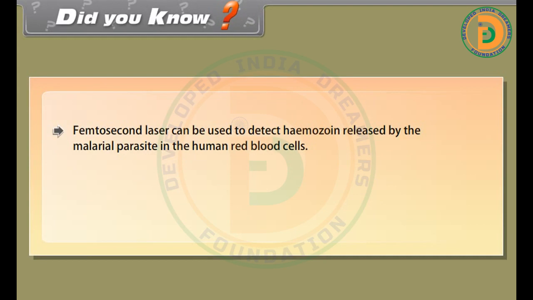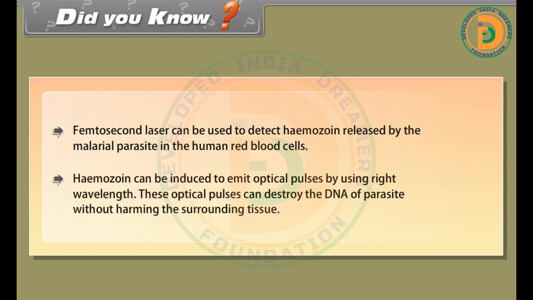Did you know? Femtosecond laser can be used to detect hemozoin released by the malaria parasite in the human red blood cells. Hemozoin can be induced to emit optical pulses by using the right wavelength. These optical pulses can destroy the DNA of the parasite without harming the surrounding tissue.